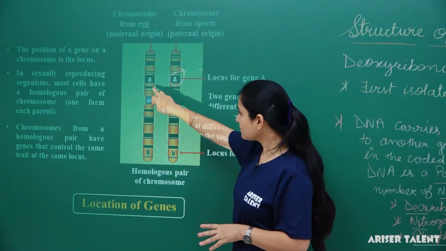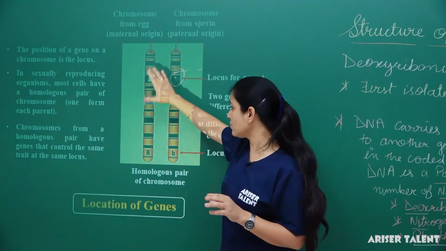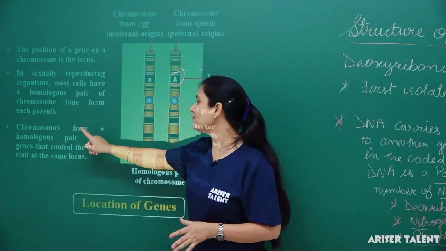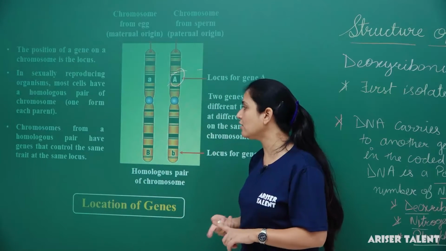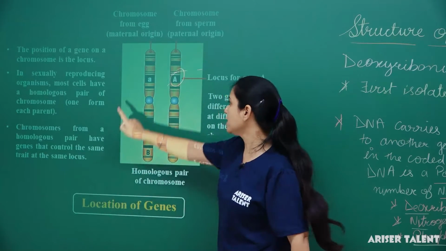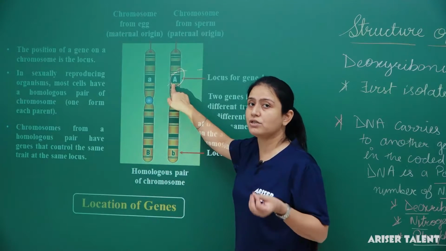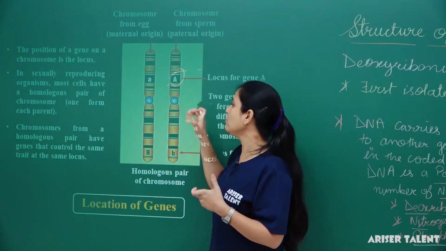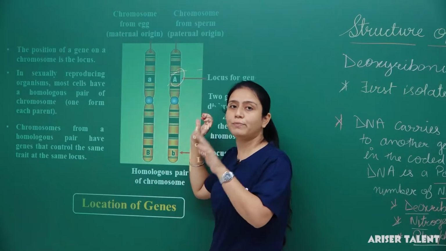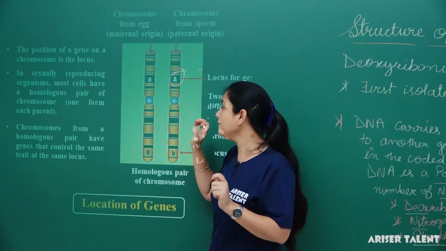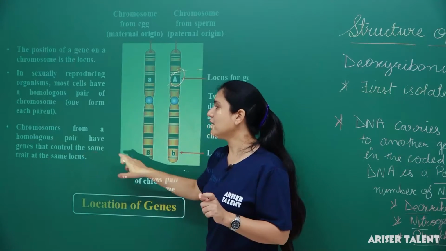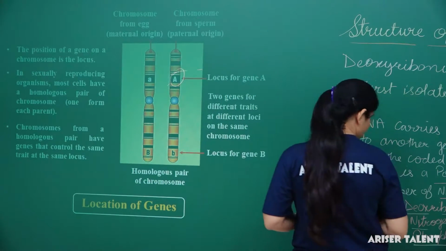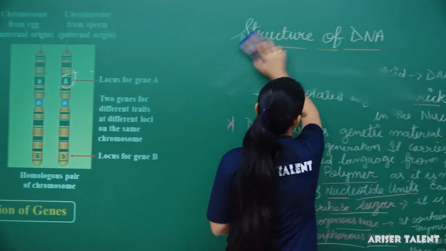Okay, so here the structure of the chromosome which is explained here carries these genes. Fine. Then chromosomes from a homologous pair have genes that control the same trait at the same locus. Here this is the locus. Locus means the position where the genes are located in the chromosome. So all the chromosomes from homologous pairs, the 22 pairs, the 44 chromosomes which are common, have genes that control the same trait at the same locus. Fine. So this is all about the gene. Now what is a gene?